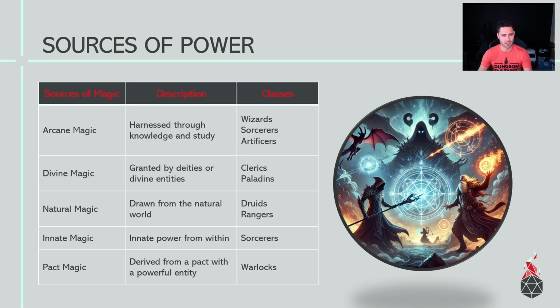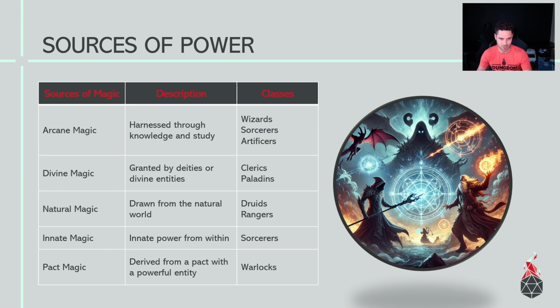But generally, arcane magic is harnessed through knowledge and study. These are your wizards, not really your sorcerers. They would have innate magic, but some of them do learn in their subclasses. But mostly your wizards and your artificers are going to be in here. Divine magic is granted by deities or divine entities. These are mostly your clerics and your paladins. Natural magic is drawn from the natural world. These are your druids and your rangers.